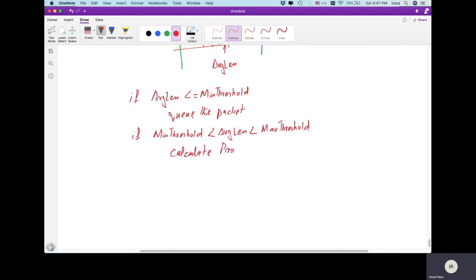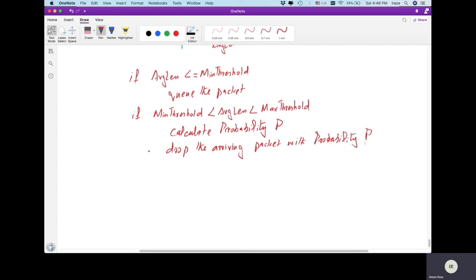Probability P means drop the arriving packet with probability P, right?